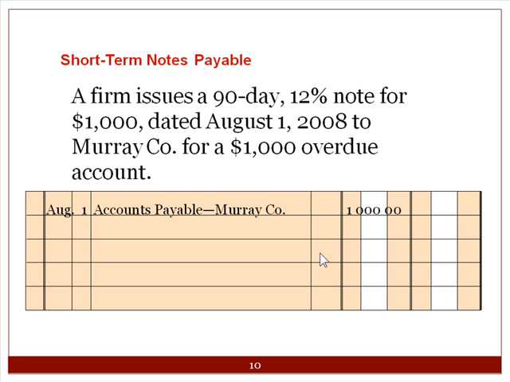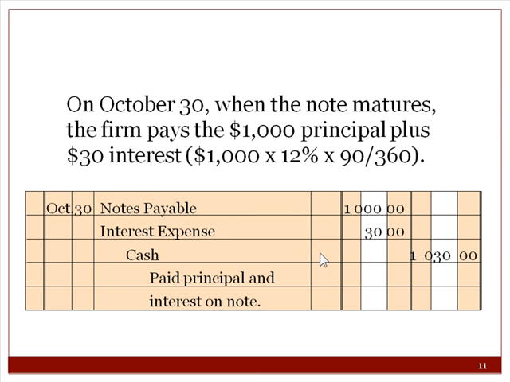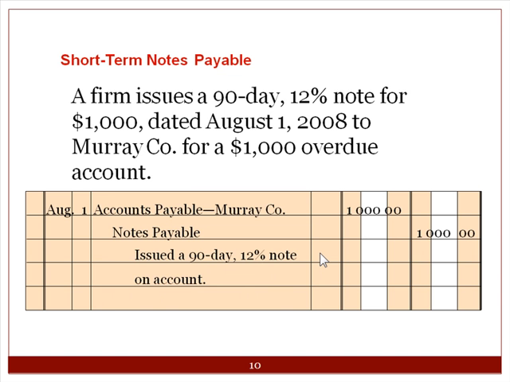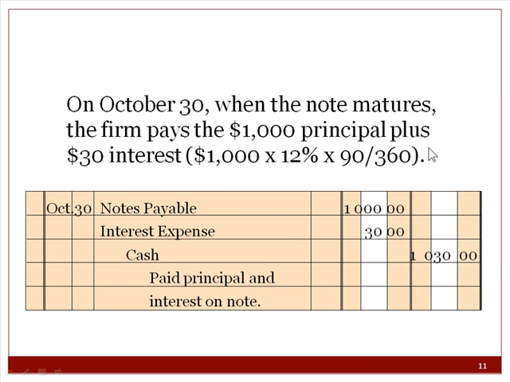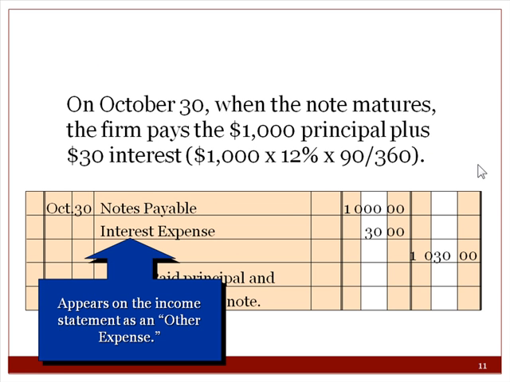A firm issues a 90-day 12% note for $1,000 for an overdue account. So you take the account off your books, you issue a note, and you book a journal entry. So here's your entry transferring the accounts payable out into a note payable for 90 days. Then on October 30th, when the note matures, the firm pays the $1,000 principal plus the interest. So you have your $1,000 plus your interest, and then you have the whole amount coming off in cash.